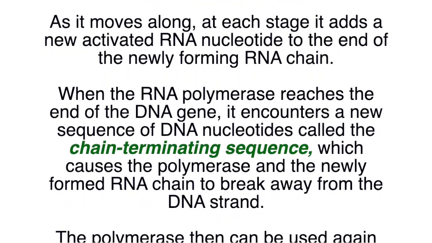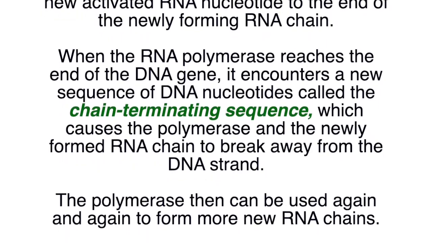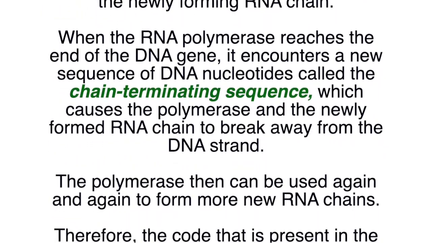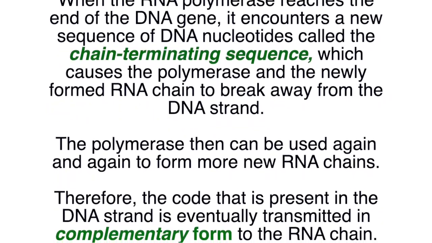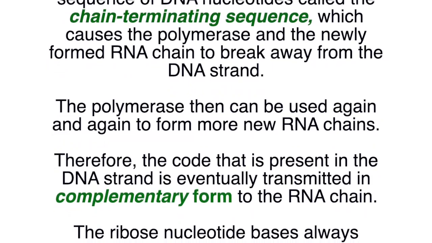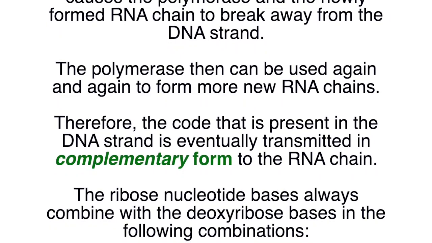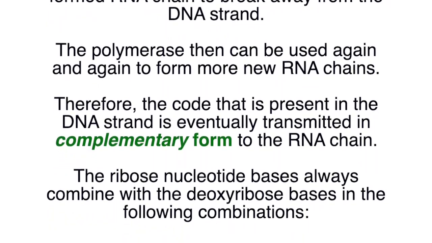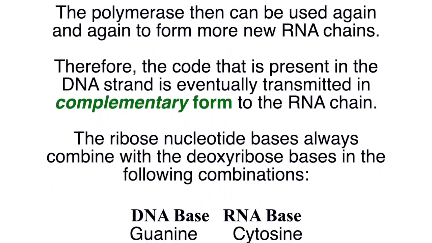When the RNA polymerase reaches the end of the DNA gene, it encounters a new sequence of DNA nucleotides called the chain terminating sequence, which causes the polymerase and the newly formed RNA chain to break away from the DNA strand. The polymerase can then be used again and again to form more new chains.